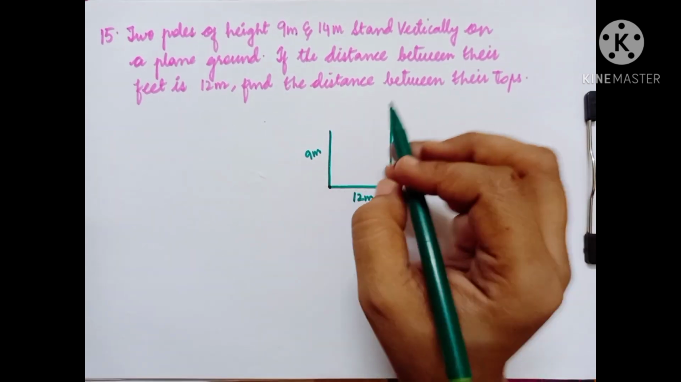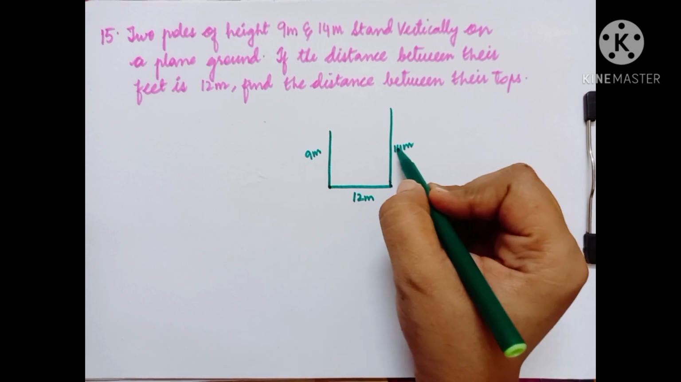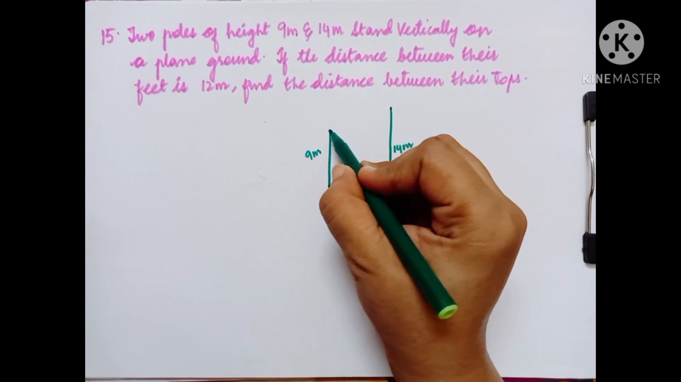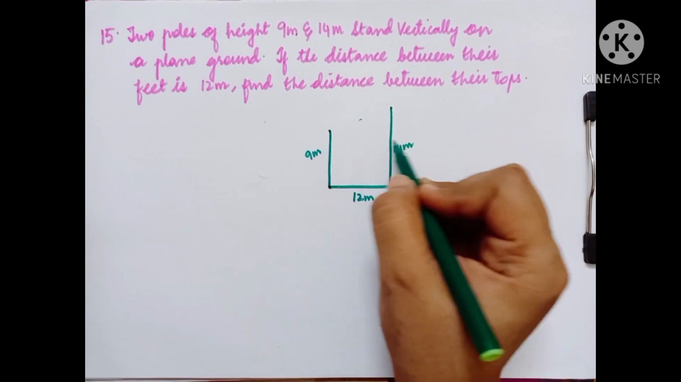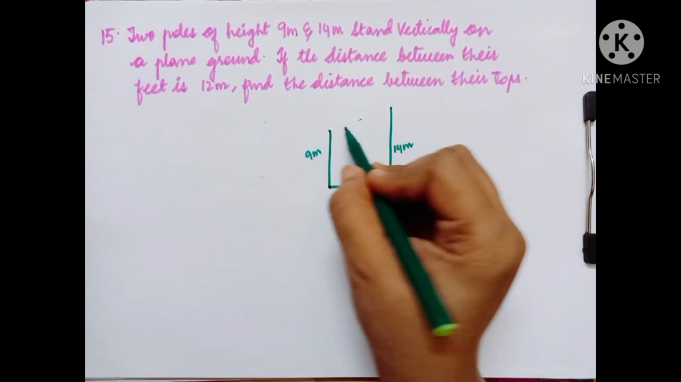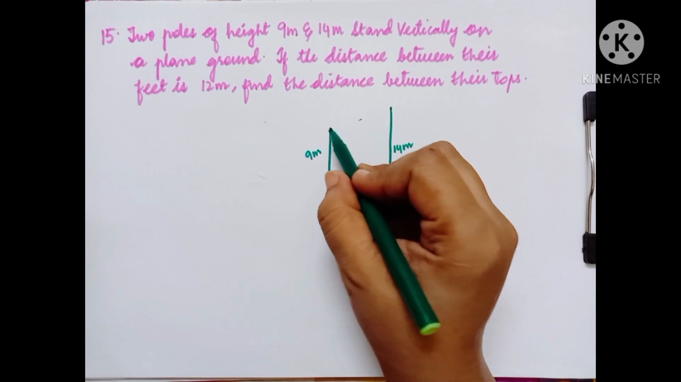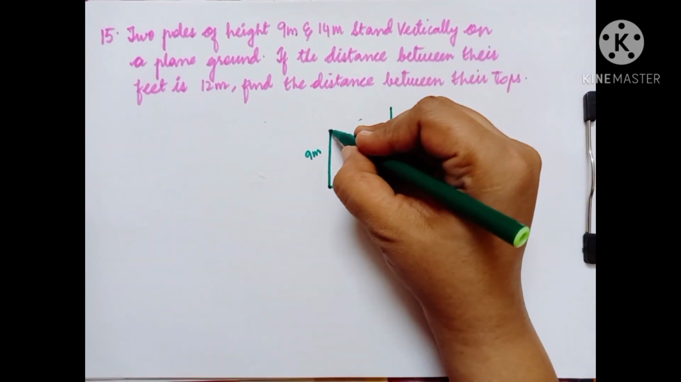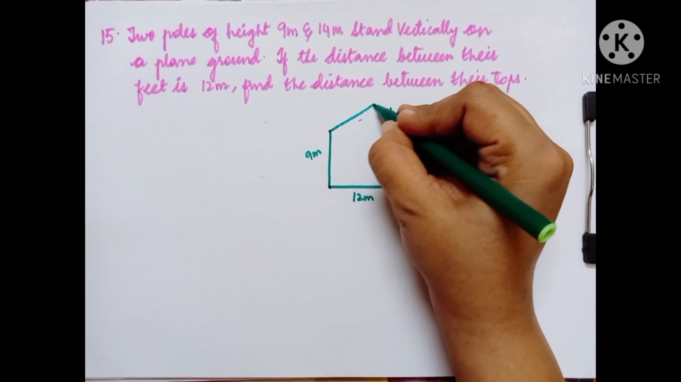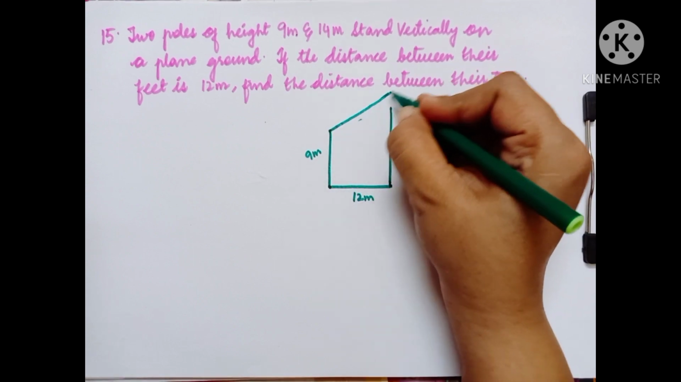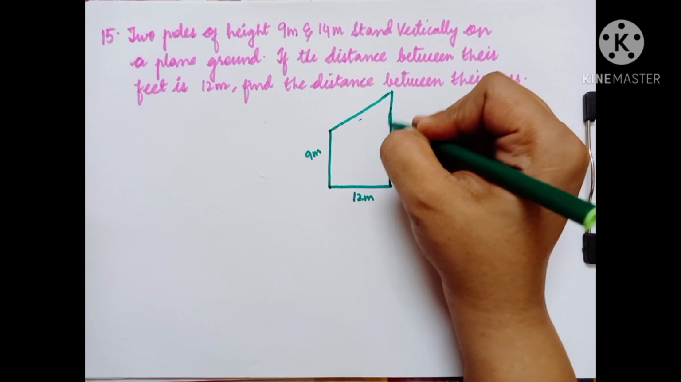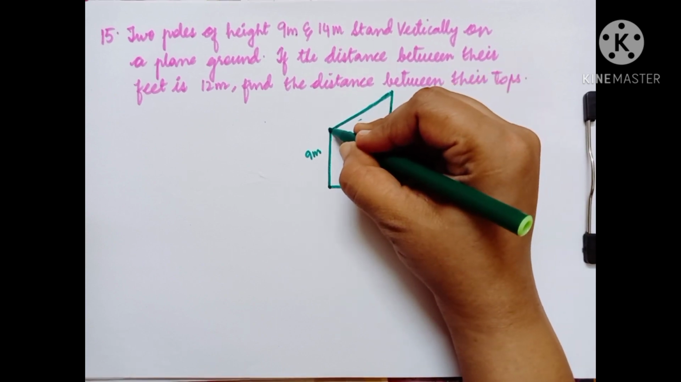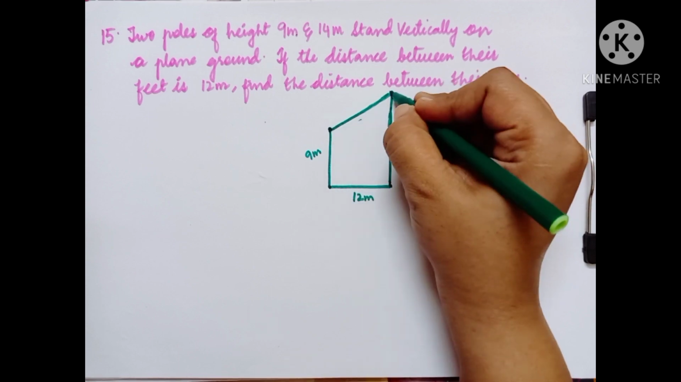Better understood, I think, because this is 9 meter and this is 14 meters, so it will be a little long. So here both the tops are not the same. If both are equal, 9 meter 9 meter, then the tops we can draw as same, and the distance like this we can draw. Okay, but here the distance between the tops means something like this it will go. So you need to find the distance between the tops, means from here to here.